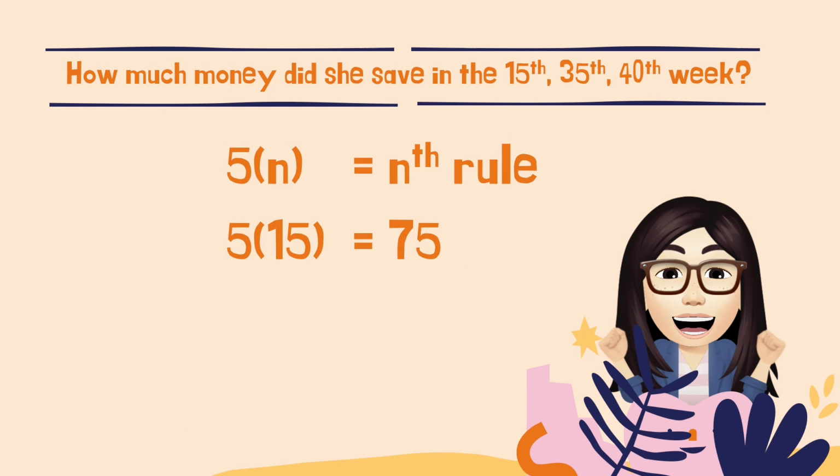How about in the 35th week? So that is 5 times 35. 5 times 35 equals 175. How about in the 40th week?